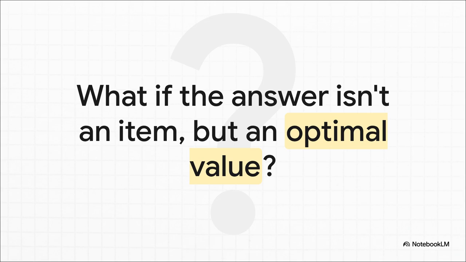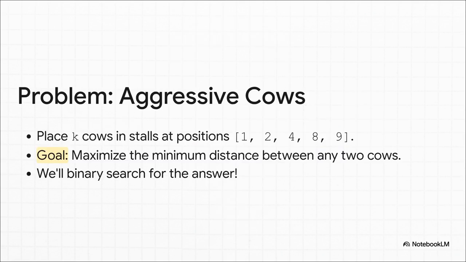So, let me ask you this. What if the answer you're trying to find isn't even in the list? What if you're searching for an optimal value? Something like, say, the biggest possible minimum distance you can fit between a bunch of points. Let's look at a classic problem that shows this perfectly.